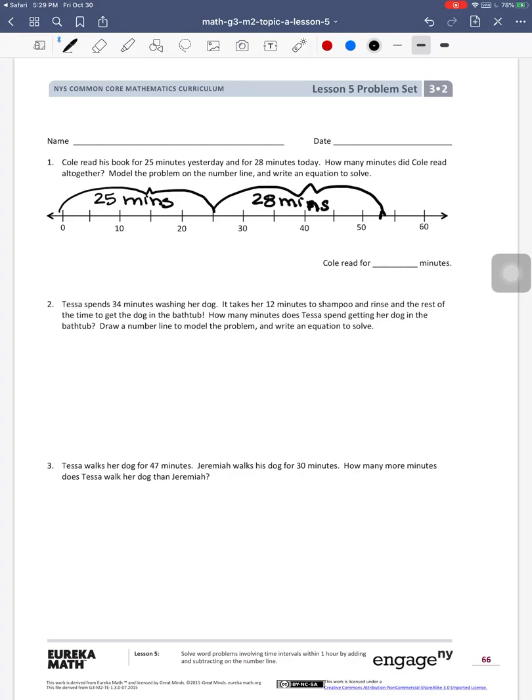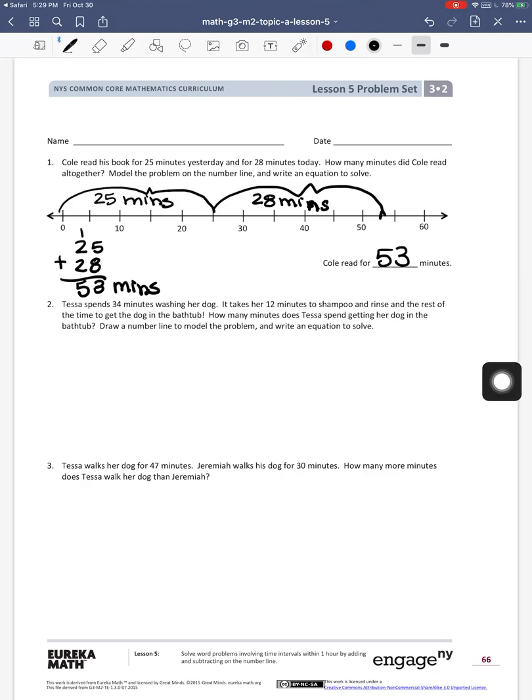Minutes, sorry. Now I'm going to write 25 plus 28. Now, 5 plus 8 is 13, and 1 plus 2 is 3, plus 2 more is 5. So that's 53 minutes. Cole read for 53 minutes.